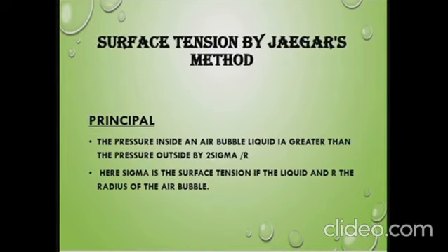Next topic, surface tension by Jaeger's method. Principle: the pressure inside an air bubble in a liquid is greater than the pressure outside by 2 sigma divided by r. Here sigma is the surface tension of the liquid and r is the radius of the air bubble.